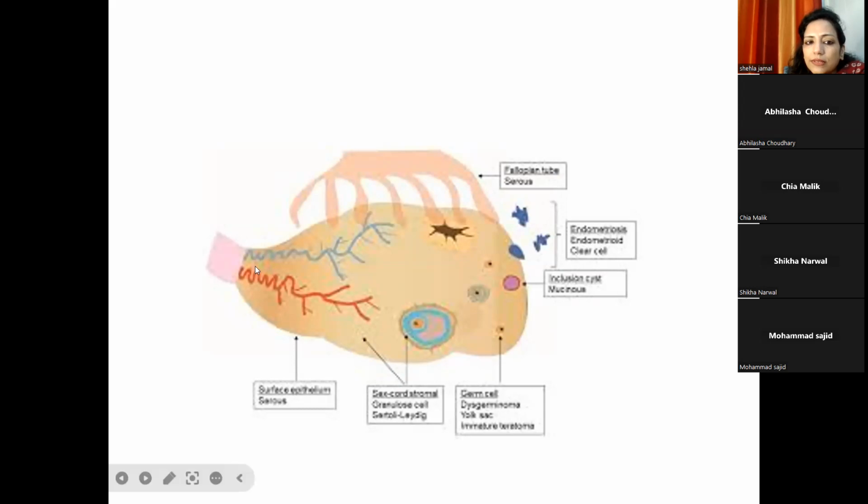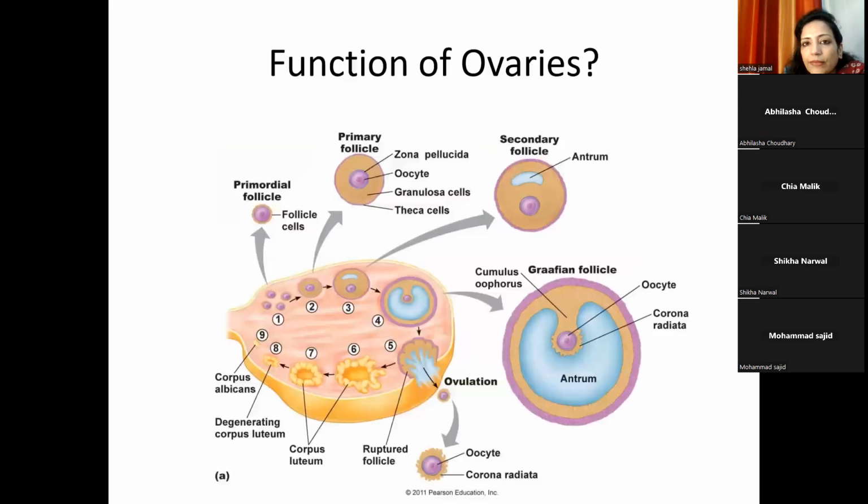We know the germ lines that an ovary consists of. It consists of surface epithelium, sex cord stromal cells, germ cells, and inclusions. Cysts can also form, and other cysts like endometriosis and endometriomas can also form in an ovary. So what is the function of the ovaries?